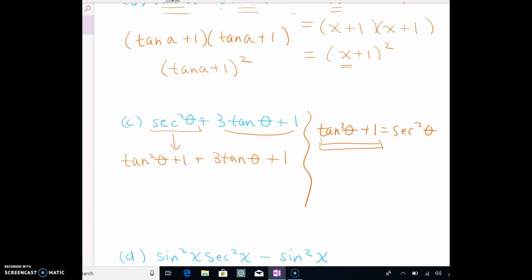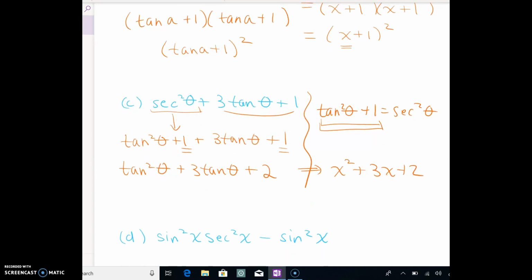Well, let's do some tricks here. Let's combine like terms. We have a 1 and a 1. So this is the same thing as saying tangent squared theta plus 3 tangent theta plus 2. Now it's in that nice quadratic form. We could think about this in terms of being x squared plus 3x plus 2.